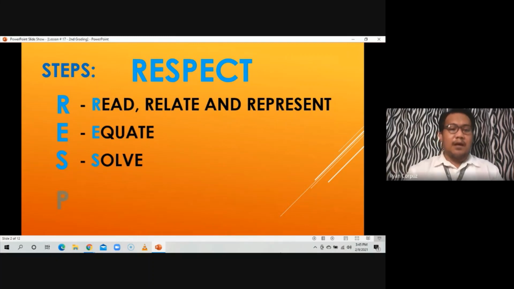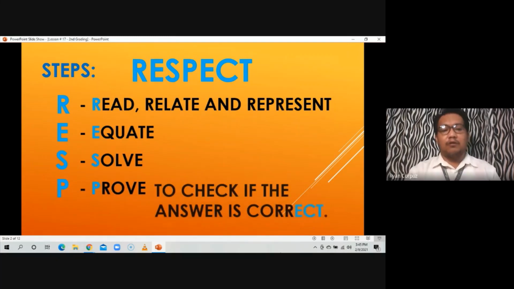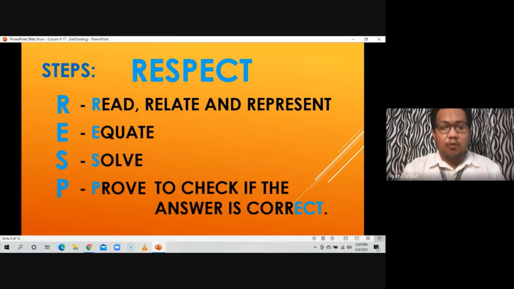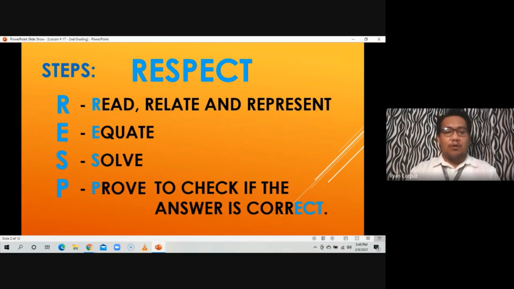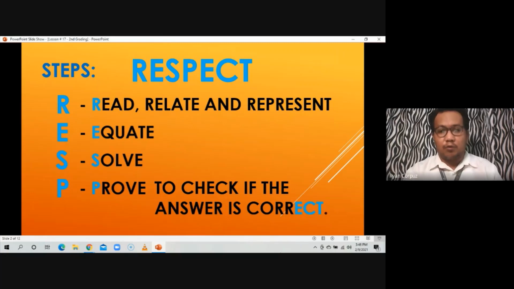Then after S, after solving, P will follow. P stands for prove. Yung proving ginagawa natin in order for us to check if the answer is correct. So, paano ba ginagawa yung proving? Once nakakuha tayo ng value of the variable, yung proving ginagawa natin by substituting that value to the original given equation. If it satisfies the given equation, then that means the value of the variable that you got is the correct value that we are looking for.